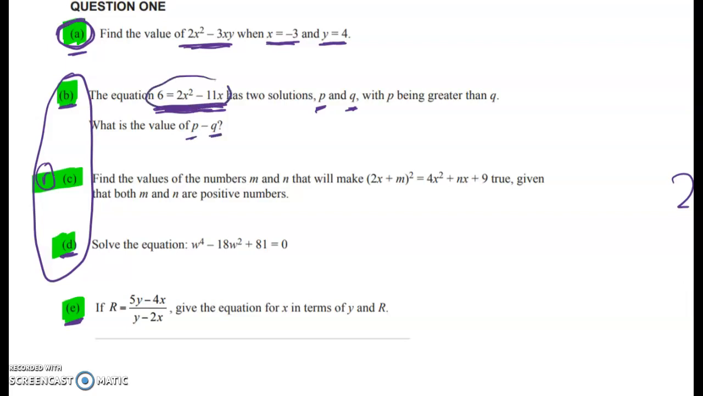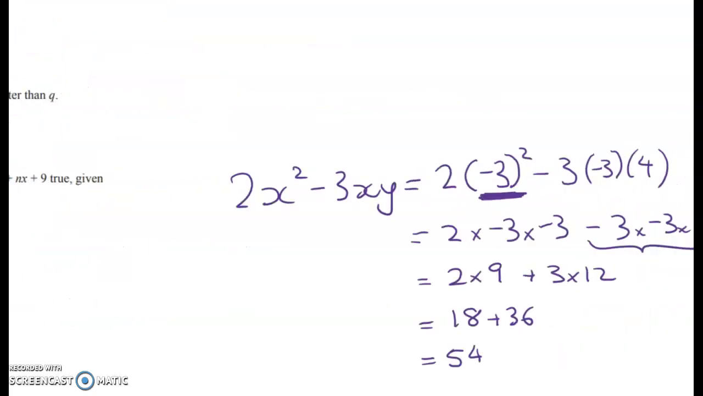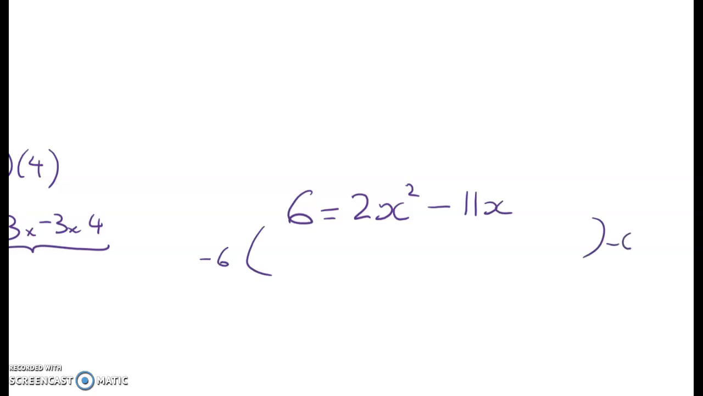So when you see a quadratic equation and it doesn't equal 0, the first thing you need to do is to try to make it equal 0. And that's just one step of working here. So 6 is equal to 2x squared minus 11x. I'm going to take 6 away from both sides so that I have 0 here. So we have 0 is equal to 2x squared minus 11x minus 6.